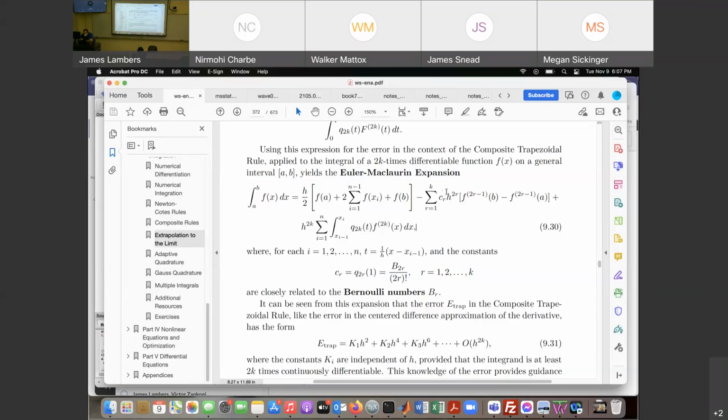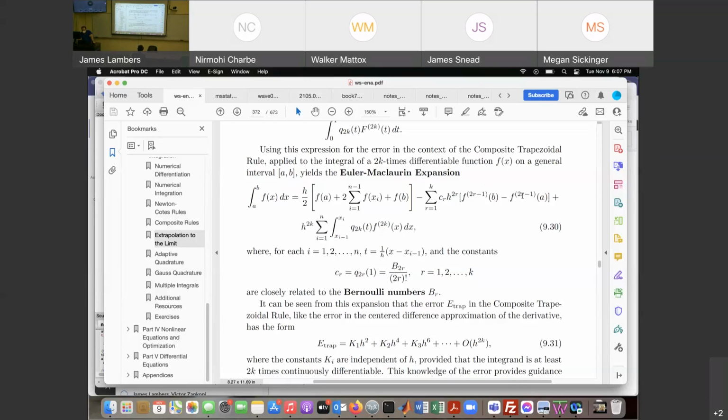We have certain constants that come from the Bernoulli numbers. But this part is of particular interest. Odd derivatives of f at the endpoints a and b. Now, the reason why this is interesting is because suppose the function f is periodic, and the period is compatible with the interval a b. So like, for example, suppose f is 2 pi periodic and the interval is 0 to 2 pi. Then the derivatives are also periodic.